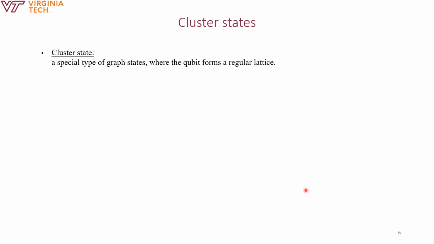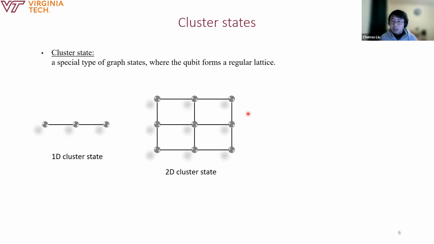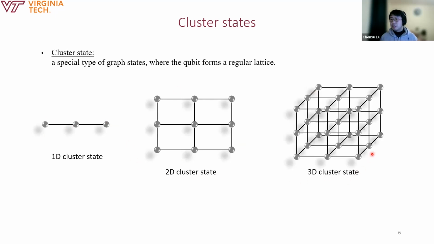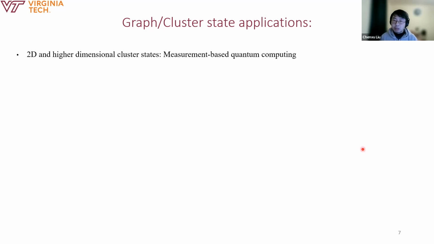So the cluster state is a special type of graph state. Inside the cluster state, the qubits form a regular lattice. Depending on the dimensionality of the lattice, there can be one-dimensional, two-dimensional, and three-dimensional cluster states. The graph states and also the cluster states are highly entangled states, and they have a wide application in different quantum computing and quantum information processing tasks. One of the applications is in measurement-based quantum computing, especially for the two-dimensional and higher-dimensional cluster states.